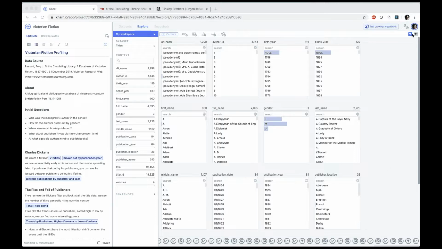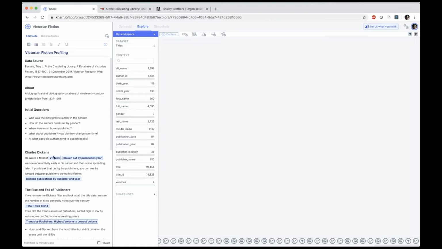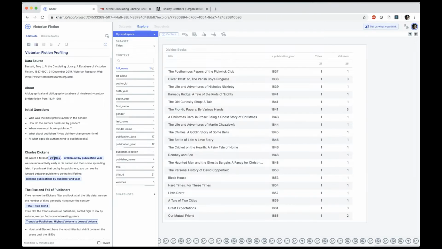So the first thing I really started looking at was just picking an author I actually knew, right? So okay, let's look at Charles Dickens, and he wrote a total of 21 titles, and here they are sorted by publication year. I can see Oliver Twist, I can see A Christmas Carol, one of my favorites, and other titles that he wrote.